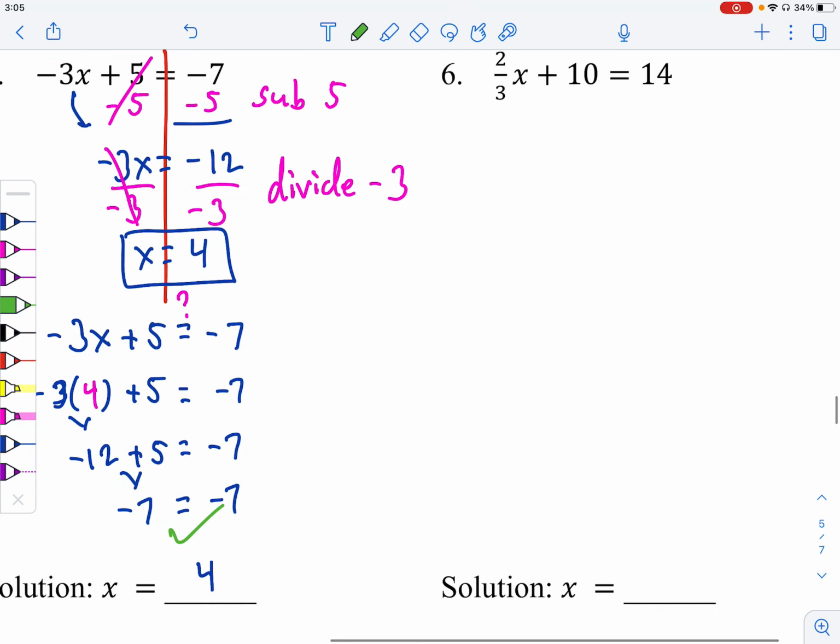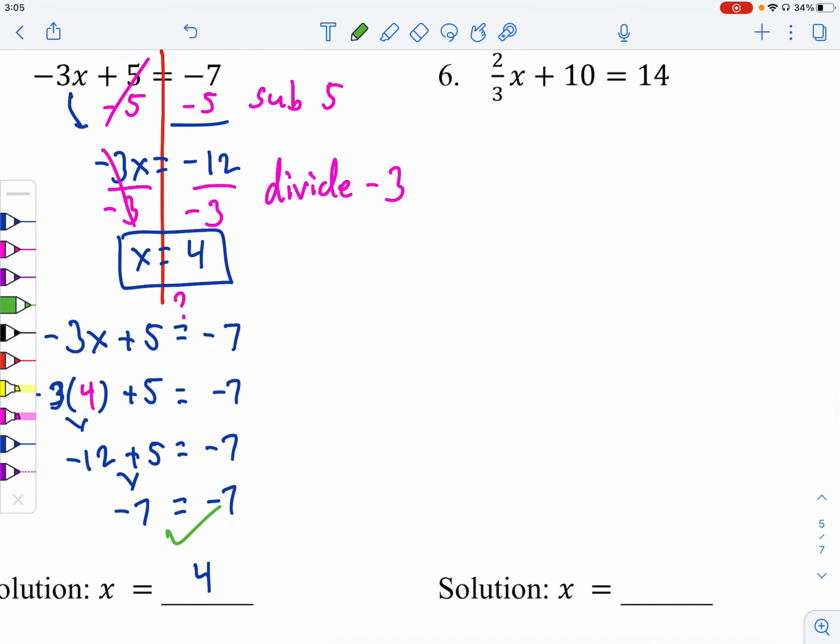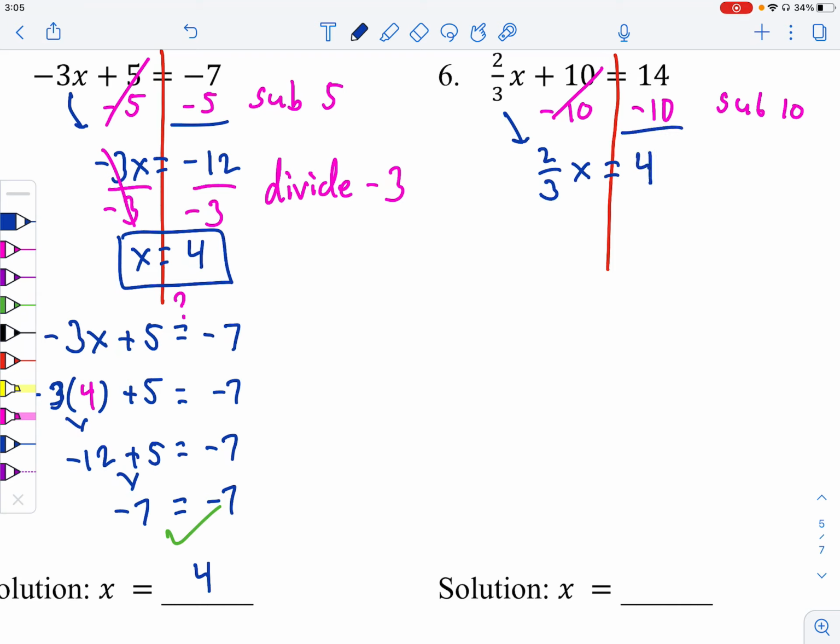Okay, number 6. Equal sign again, down the middle. We're going to get rid of that +10, we subtract 10. Subtract 10, both sides. So subtract 10 to cancel. Bring down what we have. So we have 2/3 x equals 14 minus 10, 4. And now we have that fraction, right?